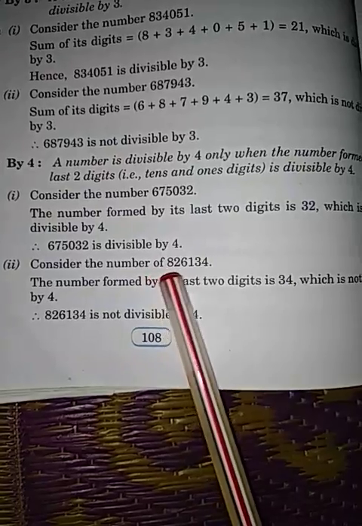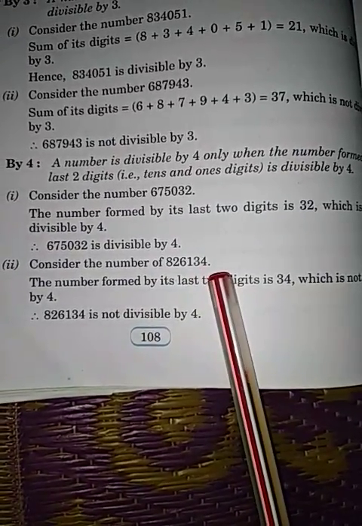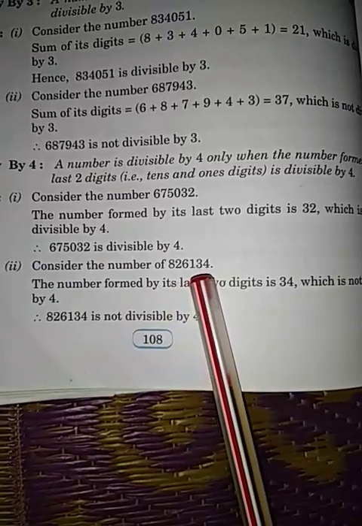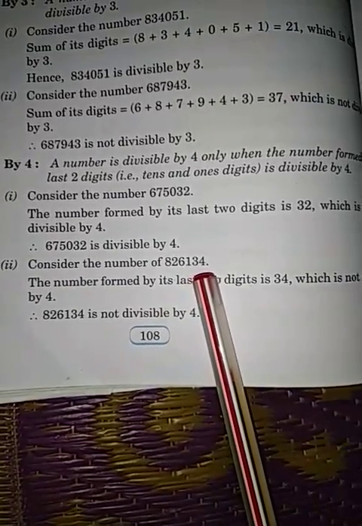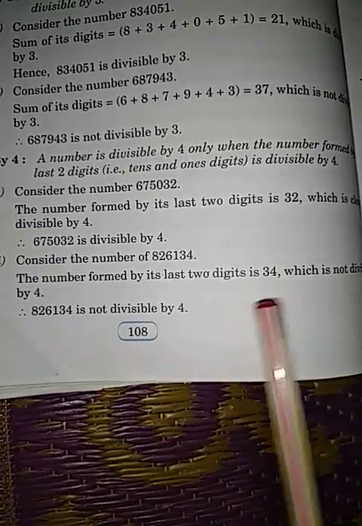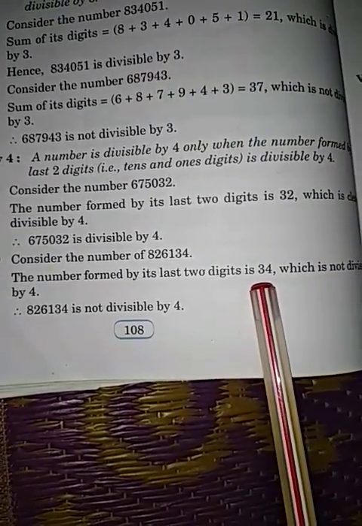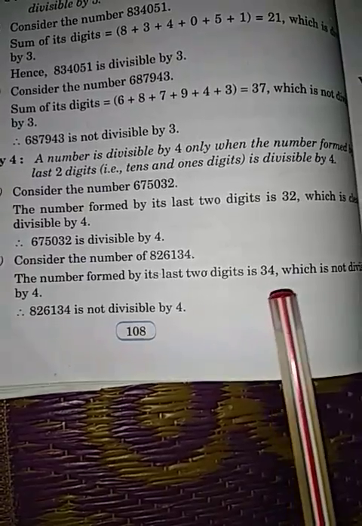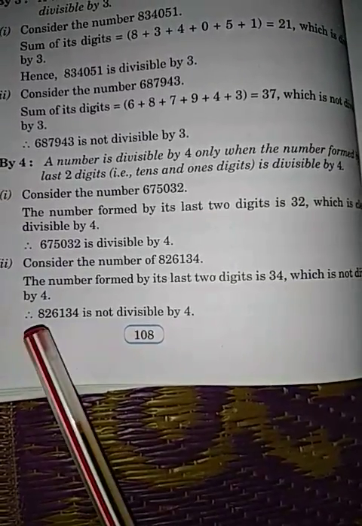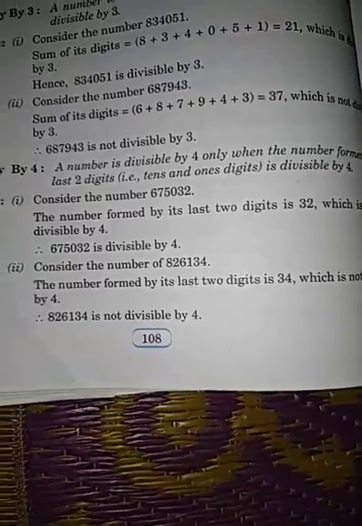Consider the number 8,26,134. Its last two digits, the units and tens digits, form the number 34, which is not divisible by 4. 34 is not a multiple of 4. So 8,26,134 is not divisible by 4.